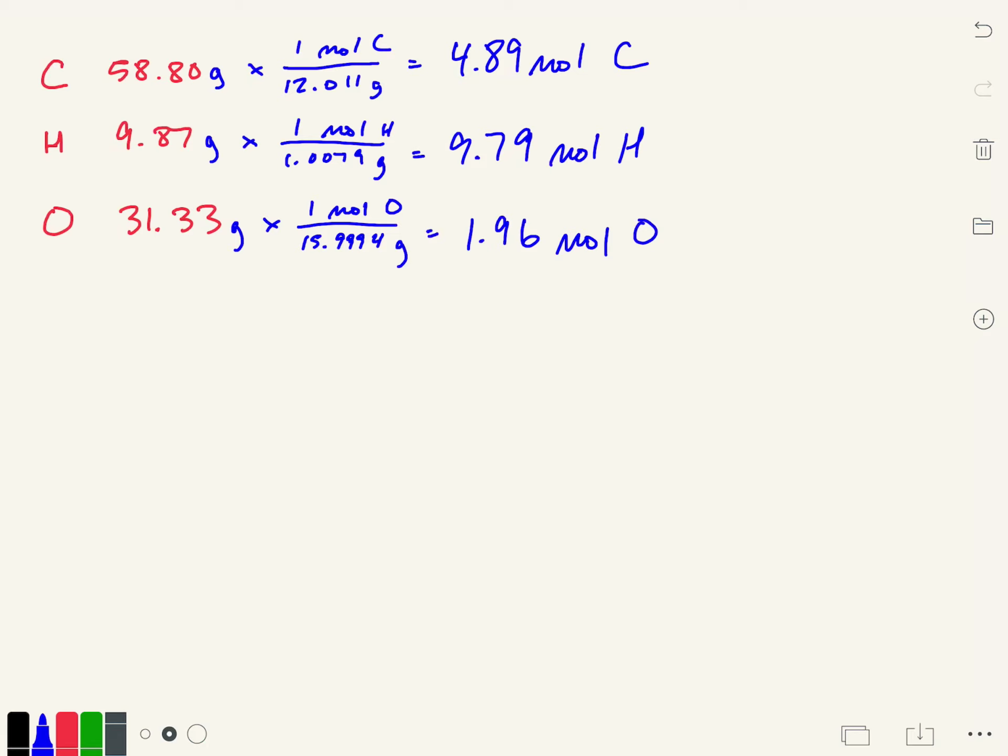So I'm not writing down everything right here, but I would keep it all stored as a number in my calculator to make the math much easier. So let's divide all of these by 1.96. That'll give oxygen the ratio of 1 to whatever these guys come out to. So 4.89 divided by 1.96 is 2.49. Let's call it 2.5 carbon.